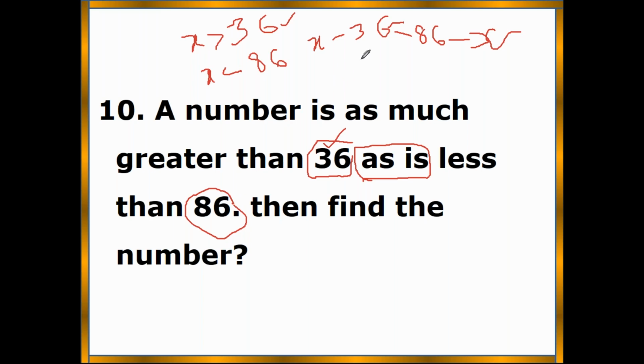Do it fast. X minus 36 is equal to 86 minus X. X plus X, 2X is equal to 36 plus 86, 122. Then find the value of X. Good, Mayur. 61. Pramod, get it?